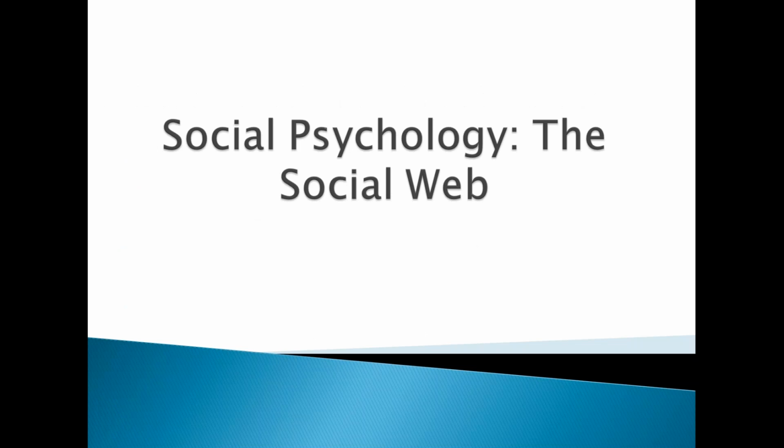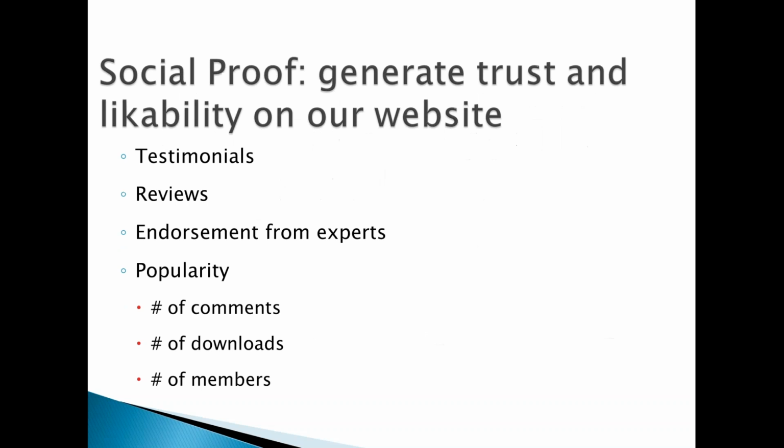So let's talk a little bit about social psychology, the social web. There is social proof that you can generate trust and likability on your website. Think about your Facebook feeds. People are suggesting different things all the time. People, your friends, are liking certain pages. And when they like those pages, you're kind of checking it out too. You feel more inclined to trust that company, to trust that product, because so-and-so that you went to high school with really likes this page and they use the products all the time.